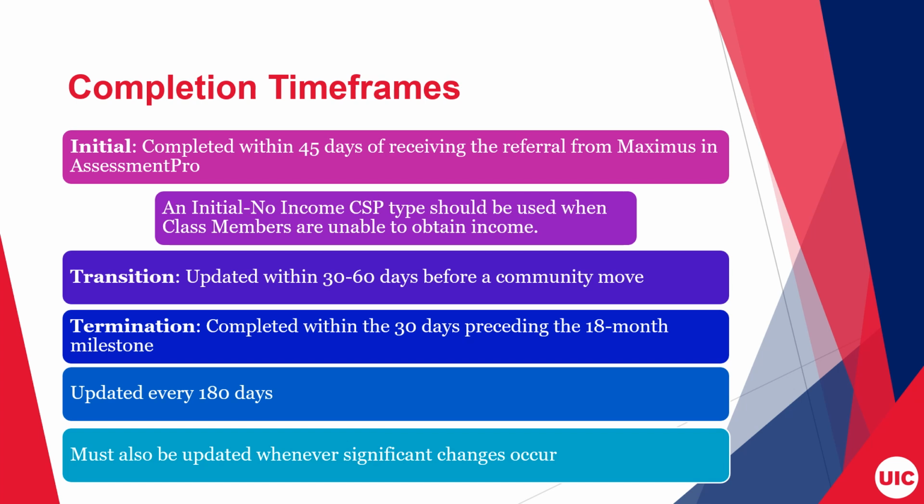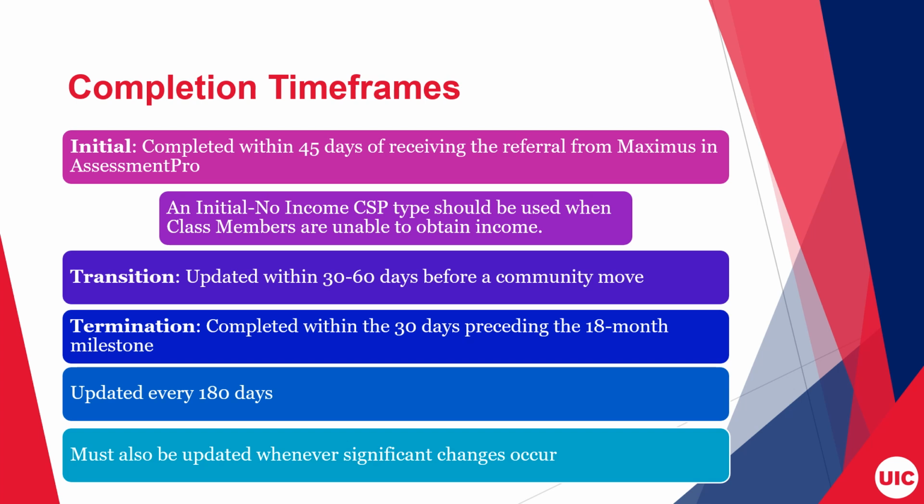All class members who reach 17 months in the community must have a service plan completed within the 30 days preceding the 18-month milestone. This is referred to as the termination plan. Throughout the transition continuum, all class members must have a service plan no older than 180 days old. Therefore, a new service plan must be reviewed, updated, and finalized every 180 days, or as clinically indicated, throughout the pre- and post-transition activity periods.